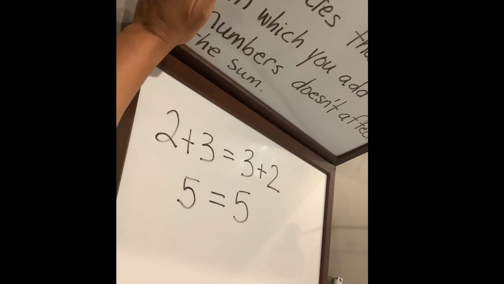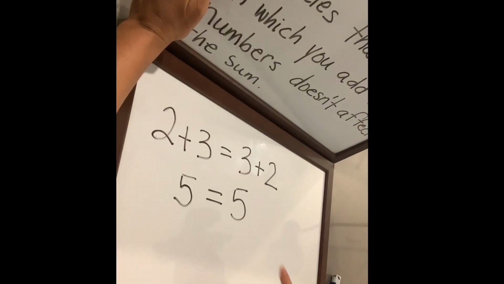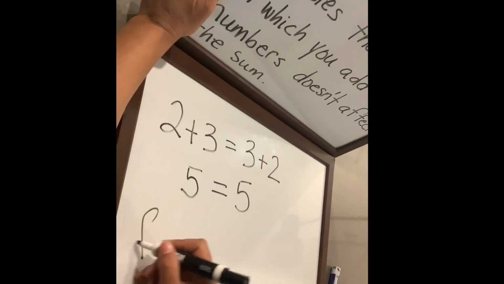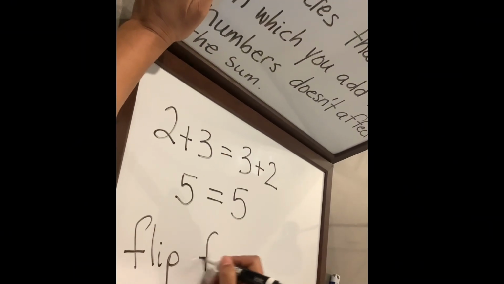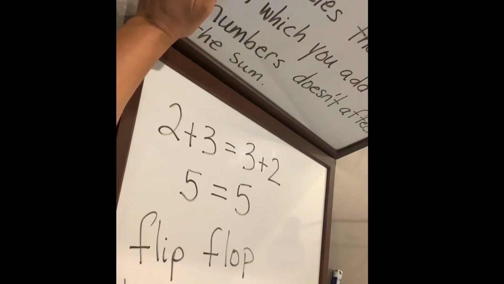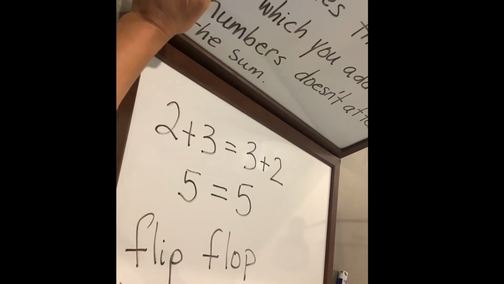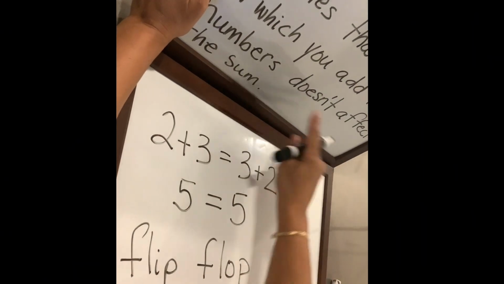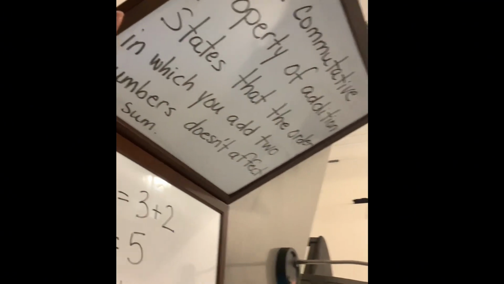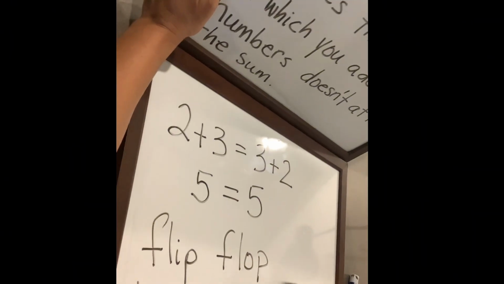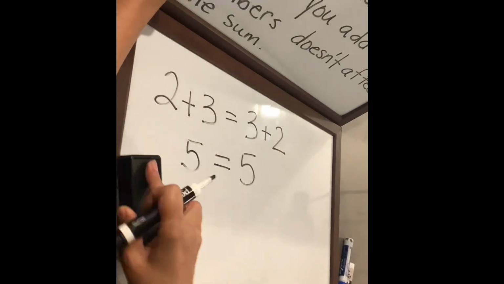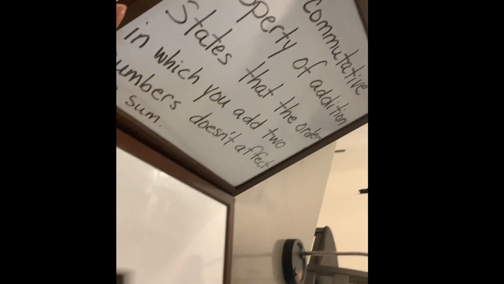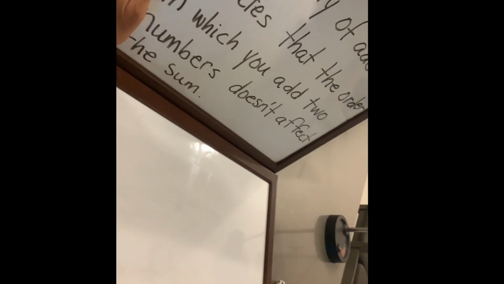So the commutative property of addition states that the order in which you add two numbers doesn't affect the sum. You could flip-flop, or you could turn around those numbers, but it doesn't affect the sum. The sum will stay the same. Okay? So let's try that and see how that works. Give me two numbers. Any two numbers that you want to give me.